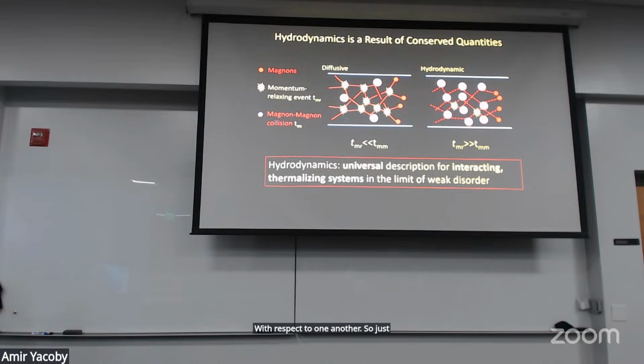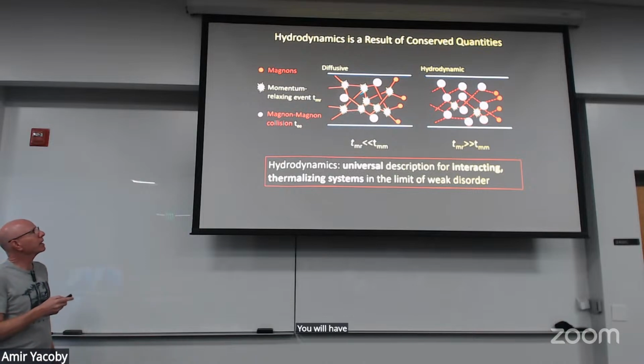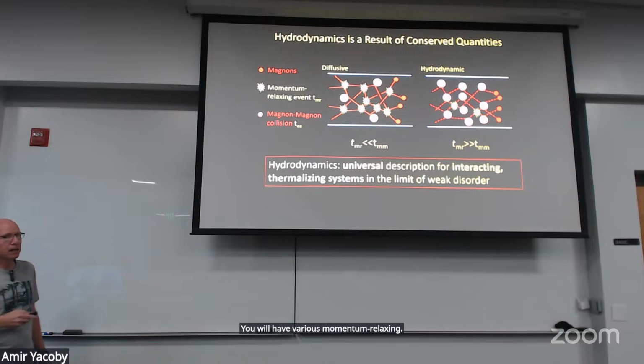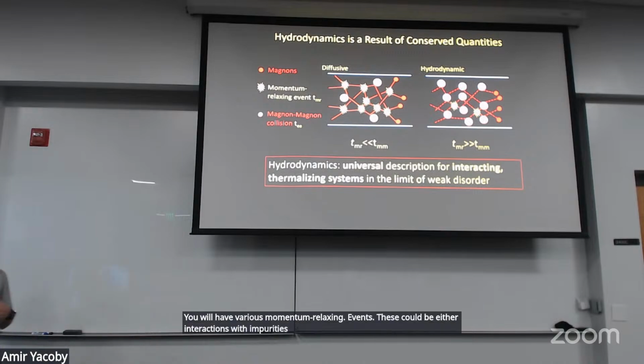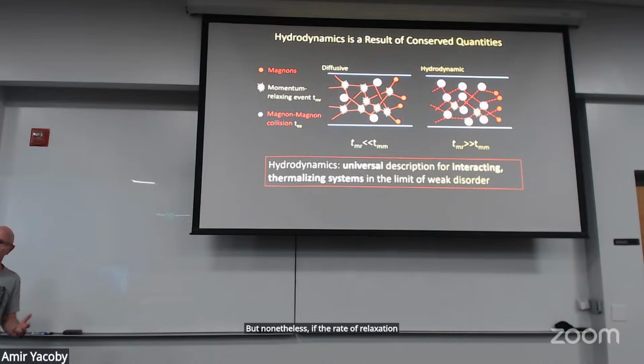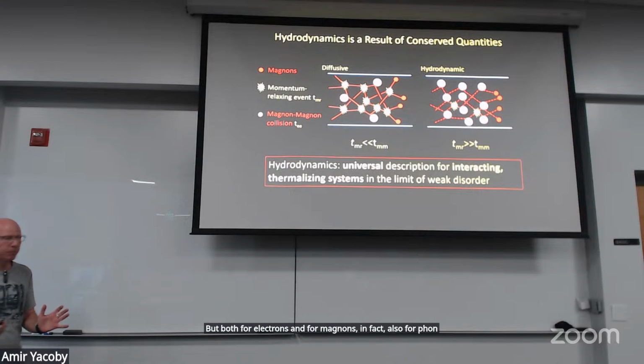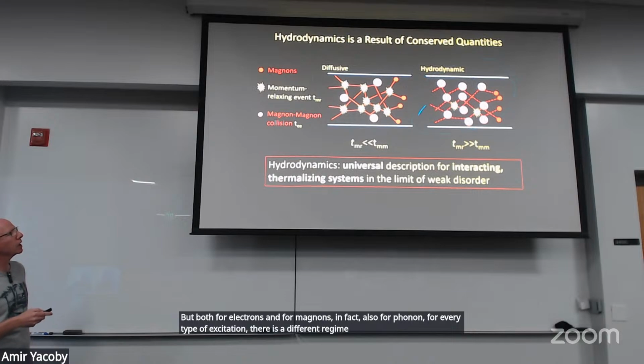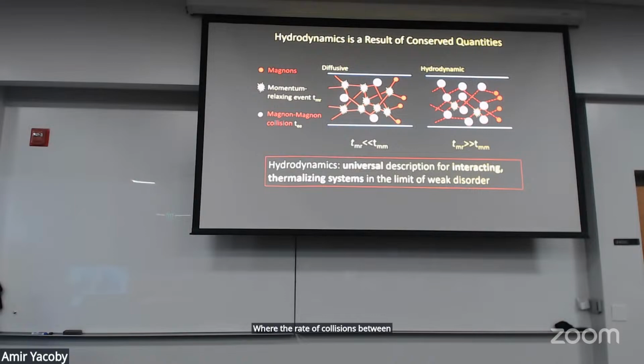So just like electrons in a solid, you will have various momentum relaxing events. These could be interactions with impurities, or with the boundaries of the sample, or phonons. But nonetheless, if the rate of relaxation of momentum is faster than the interaction rate between the particles, electrons or magnons, this is known as the diffusive regime. But both for electrons and for magnons, in fact also for phonons, for every type of excitation, there is a different regime, a hydrodynamic regime, where the rate of collisions between particles is much faster than the rate of loss of momentum or energy in the system. So if you think about individual particles, they don't conserve energy or momentum.